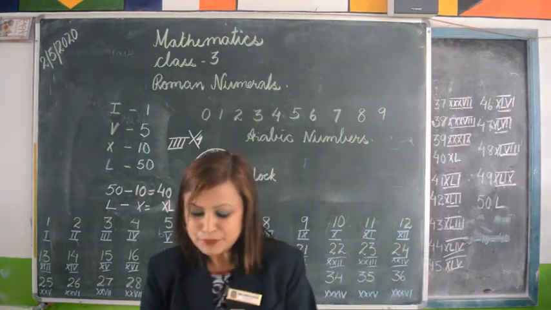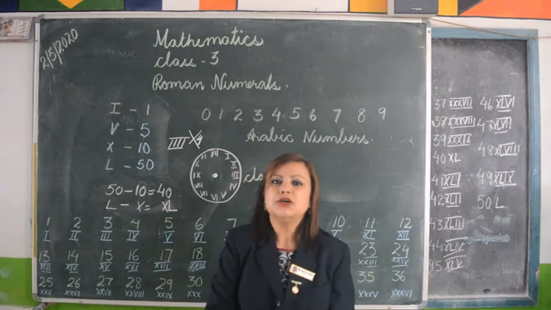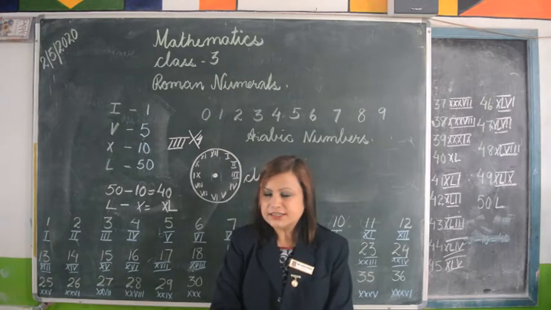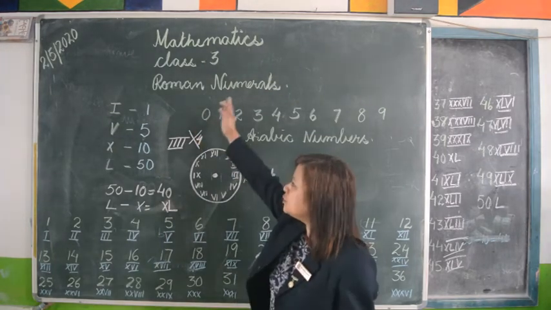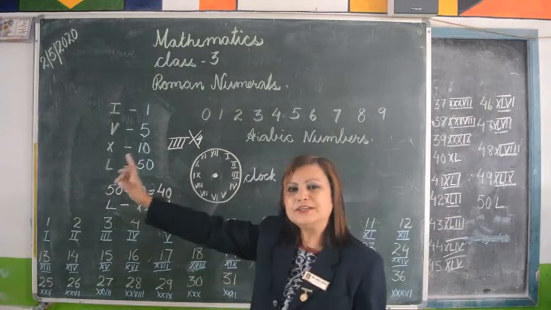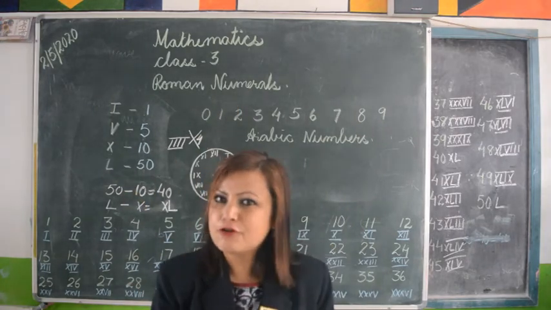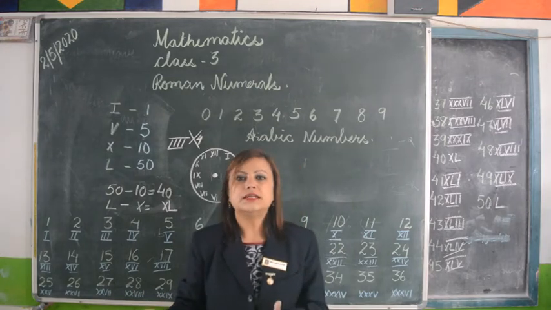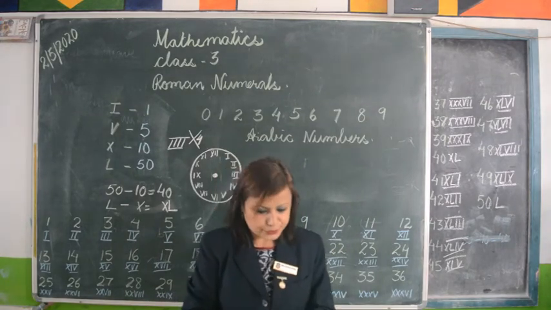Okay children, so in class 3 you have already learned and you will learn the Roman numerals starting from 1 to 50. When you go to class 4 and above, we will be learning more Roman numerals.